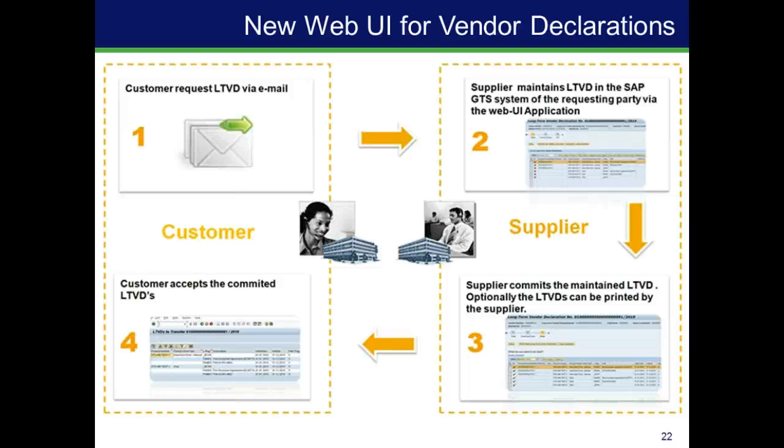And then the supplier commits the maintained LTVD. Optionally, they could be printed off by the supplier. And then you, as the customer, can choose to accept the committed LTVD or not. So there's some functionality to put this into a provisional status, although if you wanted to just log directly what your supplier wanted, you could have that post directly as a maintained status. So this is just meant to highlight some of the efficiencies that you can gain by integrating your suppliers closer into your trade compliance operations using GTS.